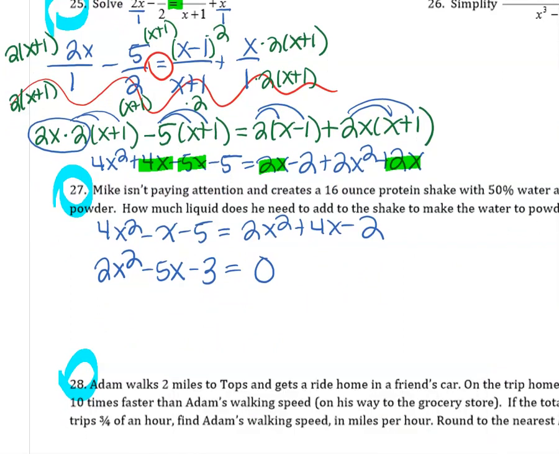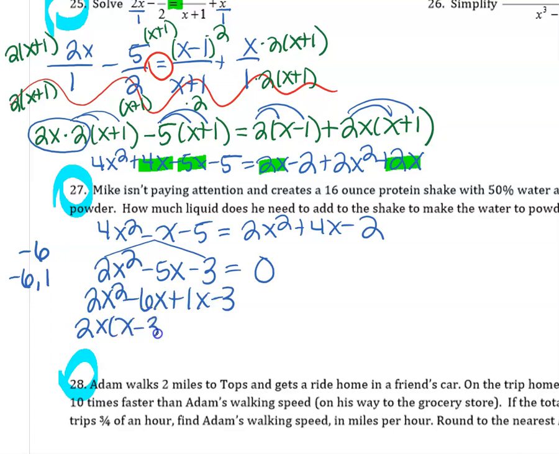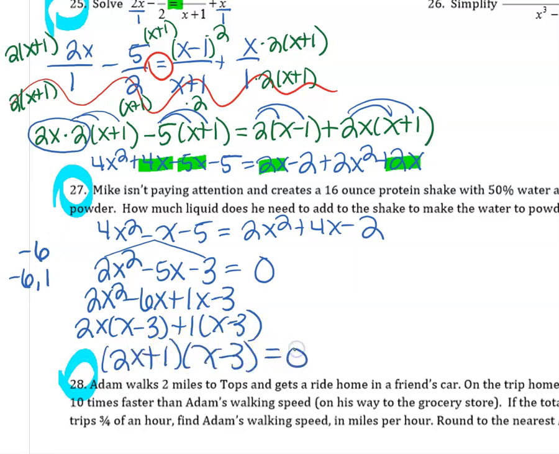All right, let's see if this factors. So 2 times negative 3 is negative 6, and factors of negative 6 that sum to negative 5 are negative 6 and 1. So this is 2x squared minus 6x plus 1x minus 3. So this factors to 2x plus 1, x minus 3. Now remember, you're looking to factor solve this. So if I tee it up, I would get two solutions, x equals 3 and x equals, subtract the 1 divided by 2, negative 1/2.